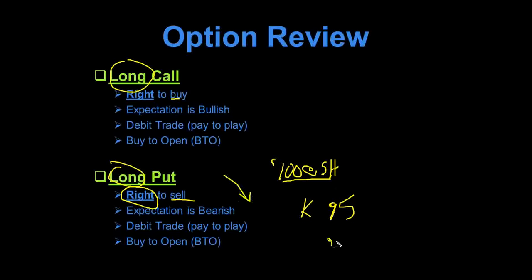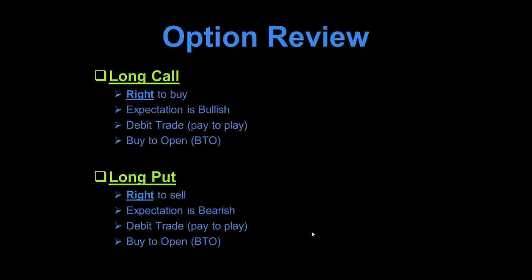It can go down to 90, to 80. Let's say it goes down to 80. That means when that stock's at $80 a share, I have the right to sell that stock at 95 a share. That's a long put, because I have the right to sell it at whatever strike price I pick. So that is how that works.